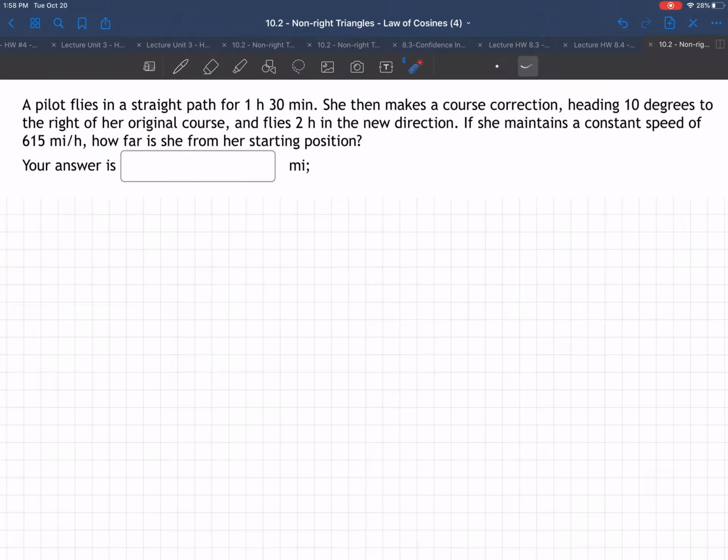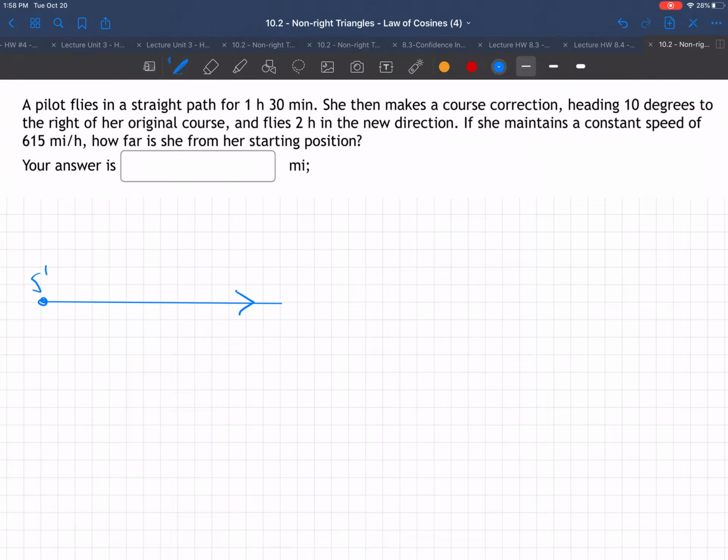So this pilot goes in a straight course. Well, we don't know if that's up, down, right, or left. It doesn't really matter. I'm just going to go totally straight. Maybe that's too far. Yeah, let me back up. So she goes like, there we go, that far. Let's say, okay, so she's going in that direction.